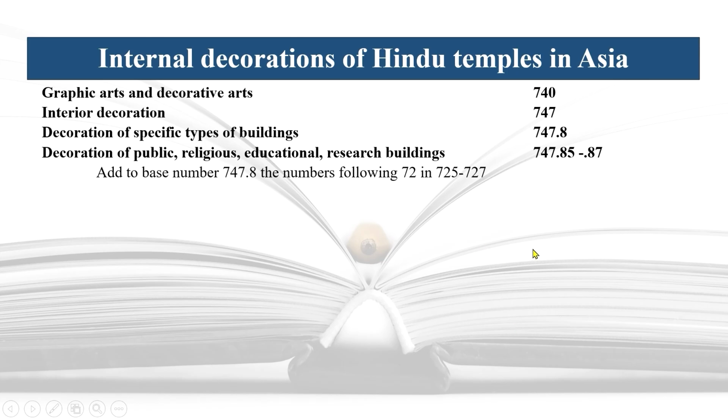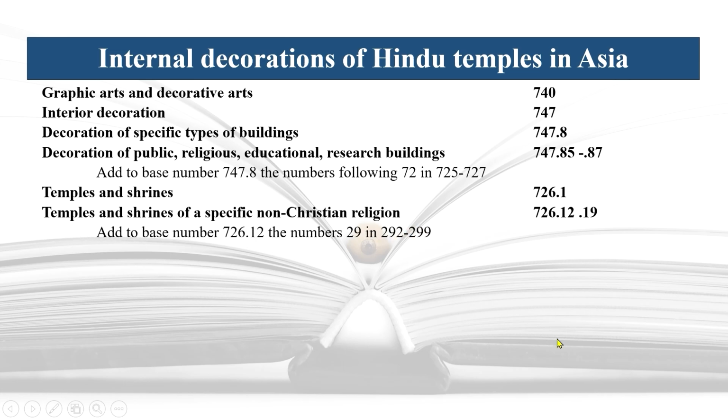So we have to proceed to 725 to 727 to find the number for temples, or the Hindu temples. We do not know what we will get under 725 to 727. Let's proceed, and in 726.1 we will get the temples and shrines. Temples and shrines of a specific non-Christian religion is 726.12 to .19, because you know that temples may be of different religions. It is not only the property of Hindus.